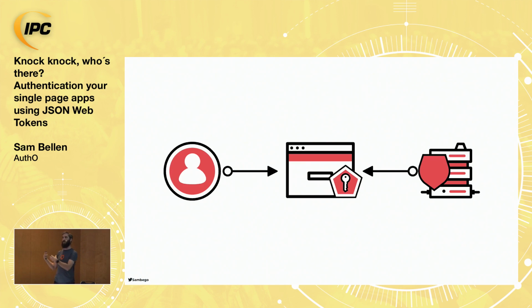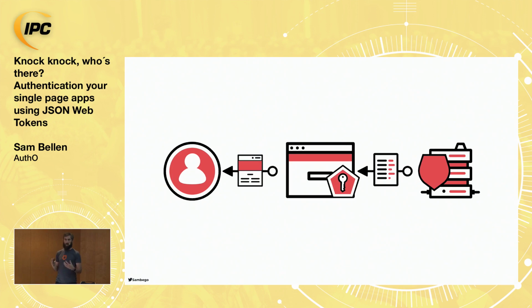And every time we want to access a protected resource from this point onwards, we just send this access token instead of our credentials again and again and again to access this protected resource. And if it matches out, you get your data back.